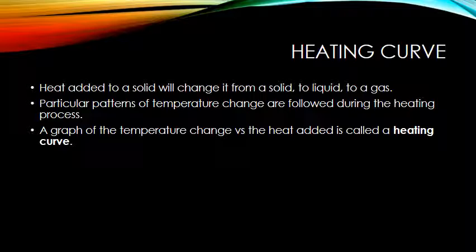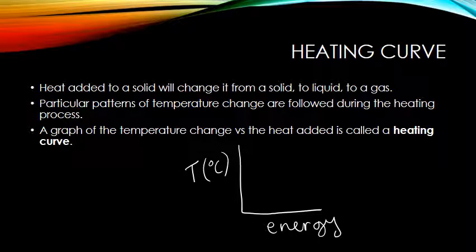A graph of the temperature change versus the heat added is called a heating curve. And you'll notice that it is temperature versus heat. Those two things are often mixed up, but they are not the same thing. So if we looked at our graph for this, we're going to have temperature, which we measure in degrees Celsius, on the y-axis, and we are going to have energy on the x-axis. We measure energy in joules or kilojoules. So we're going to be taking a look at those two things and comparing them to each other.